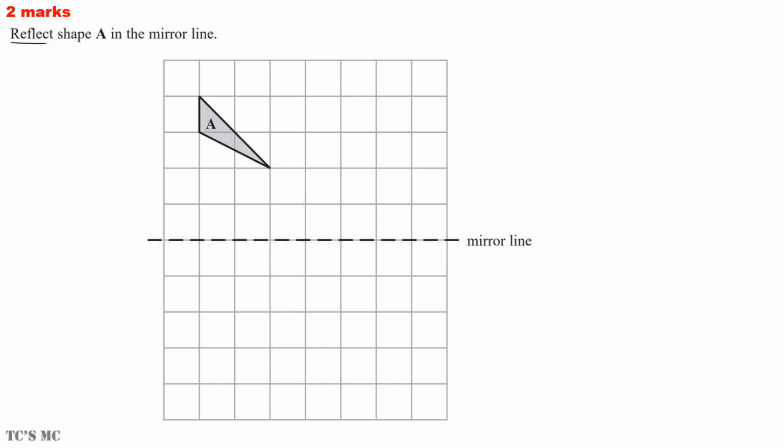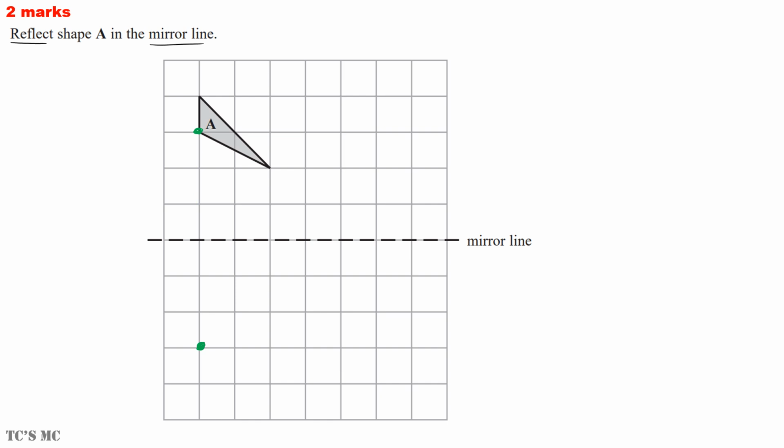Reflect shape A in the mirror line. For this question, I am going to do it corner by corner. This corner is 1, 2, 3 away from the mirror line, so we need to go 3 downwards. 1, 2, 3, so it will end up over here.